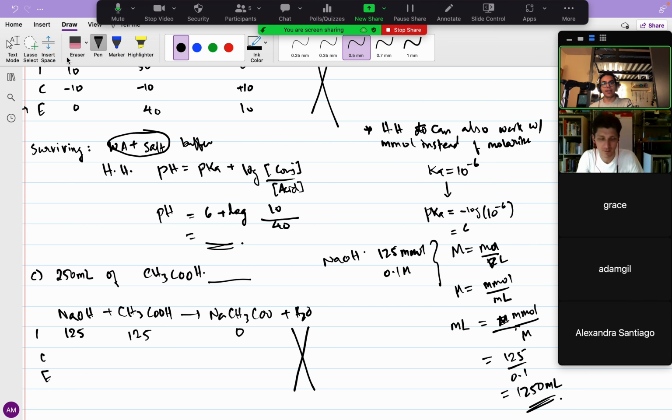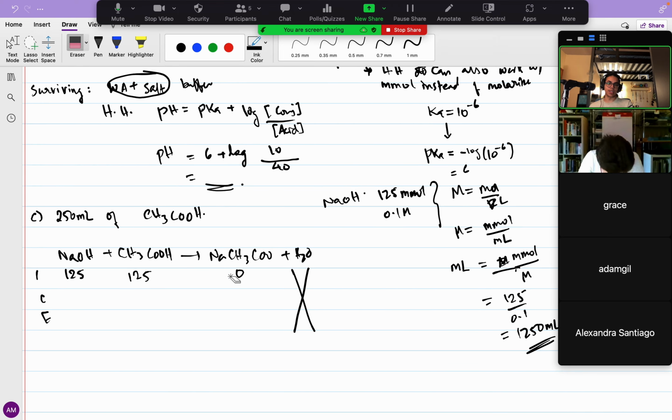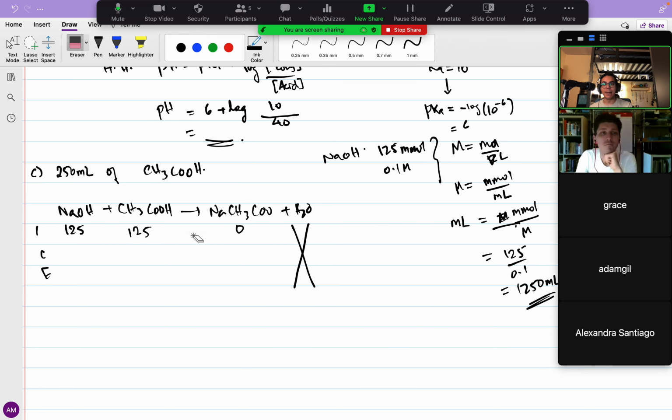Cool. So that's how you fill in the blank in equivalence questions. You first figure out that the millimoles must be the same as the other one, and then using millimoles and the molarity, you figure out what the volume must have been for it to work. All right, perfect. Complete the rest of this table for me, Alexandra.